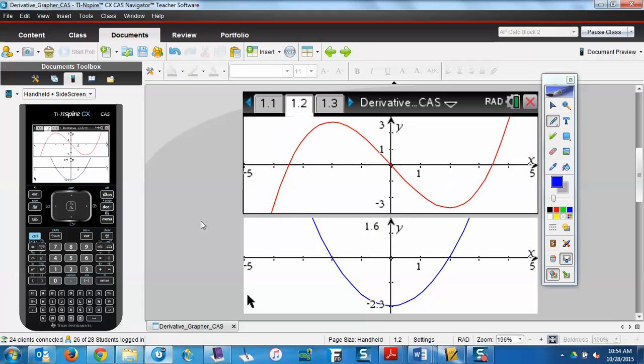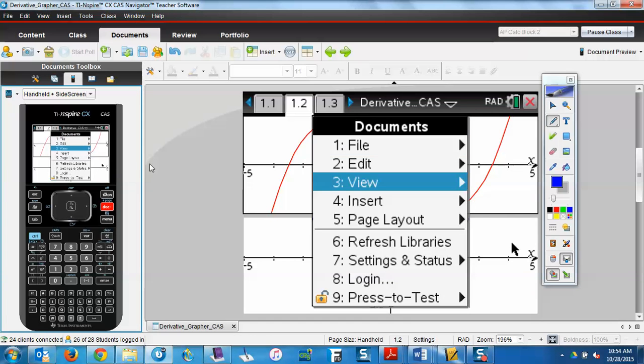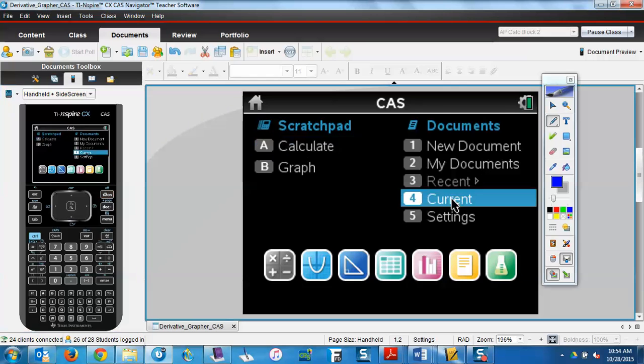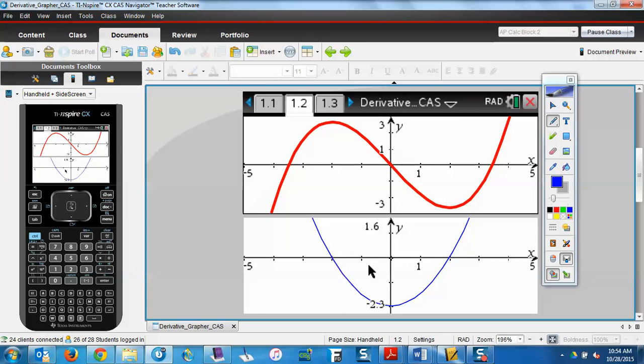Now, back to this calculator document I sent you. So everybody pull that up. If you've been messing around on your other stuff, you can go to document. Nah, don't do that. Go to the home screen. You can go to current, number 4. That's probably the easiest. And it should just pull up this document that I sent you.